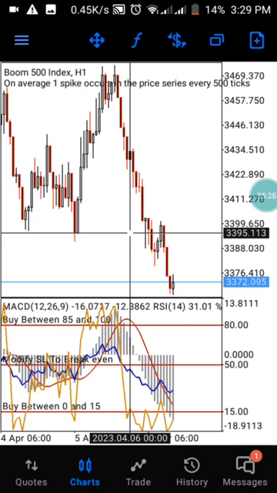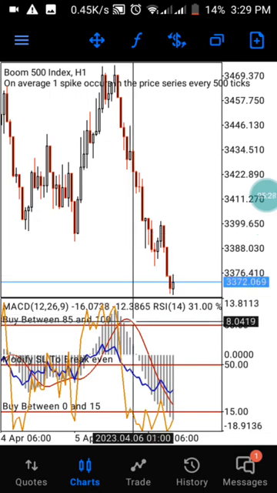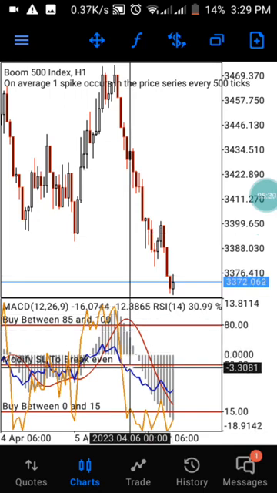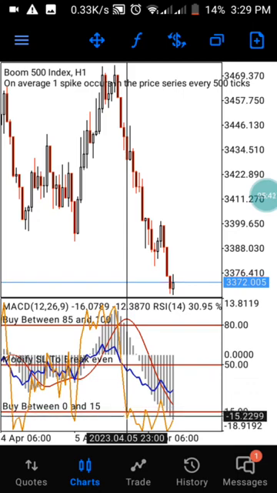And also the second thing that you need to check is your RSI, which is the blue line as you are seeing here. It is going to be below the 50 level. And also when you check your Williams percentage range, it is going to be below the 15 level.